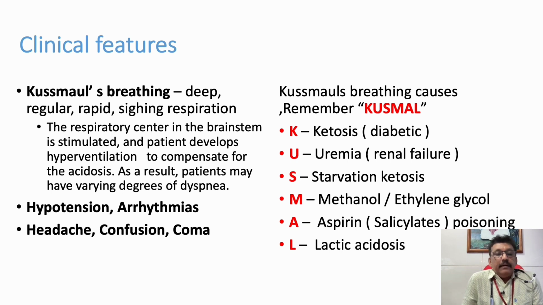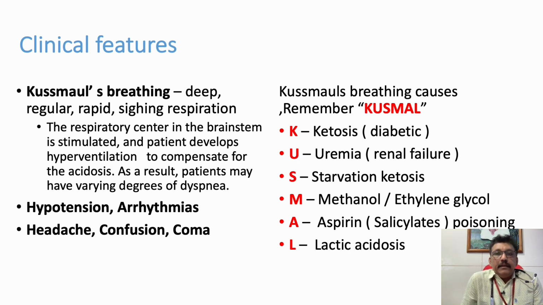Now whenever the patient is having acidosis, we have seen that the lungs will try to compensate with washout of carbon dioxide. The patient will breathe more, so the carbon dioxide levels will reduce, carbonic acid will reduce, and that will correct the pH. For that compensation, the patient will have very deep, regular, rapid sighing respiration. The respiratory center in the brainstem is stimulated due to metabolic acidosis. So one of the common causes of tachypnea in the emergency room is metabolic acidosis. Hypotension can occur, arrhythmias can occur, headache, confusion, and coma can occur.